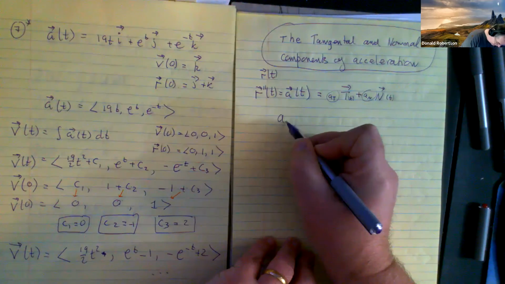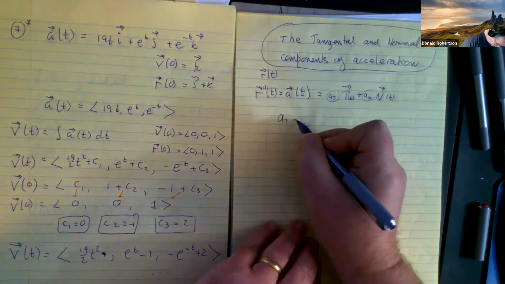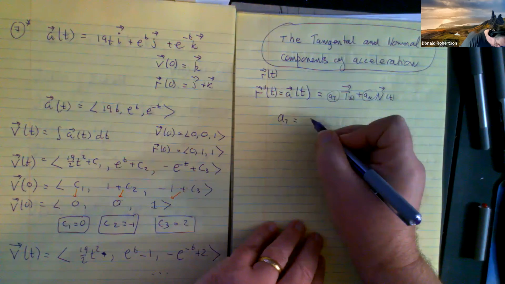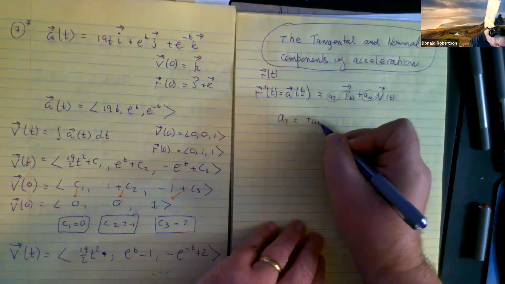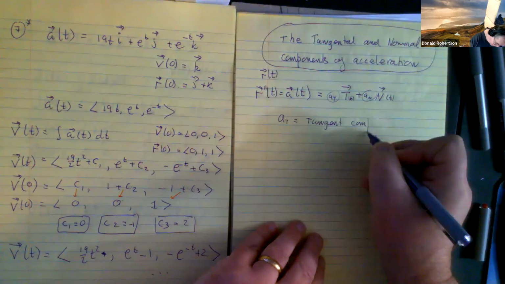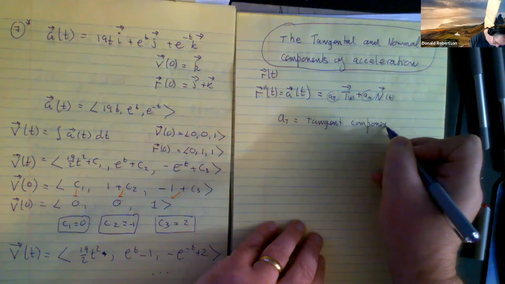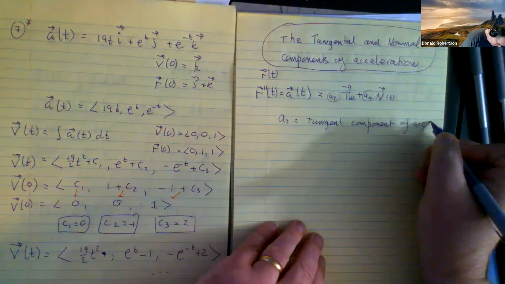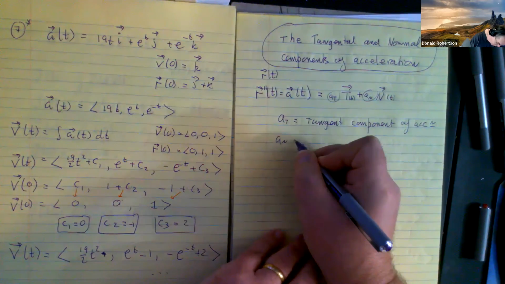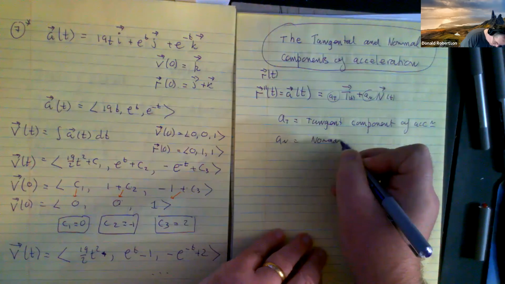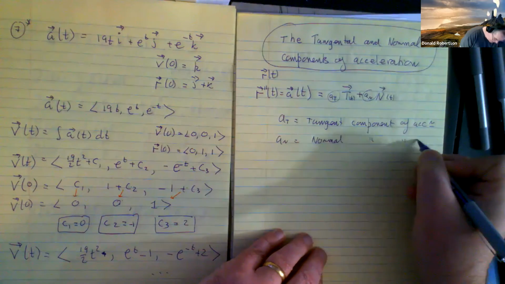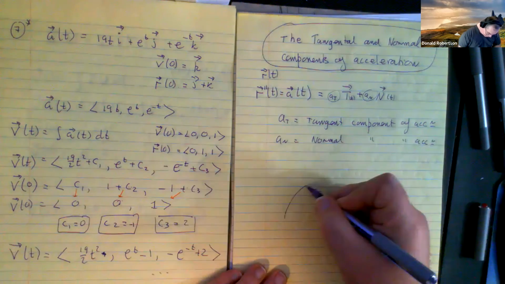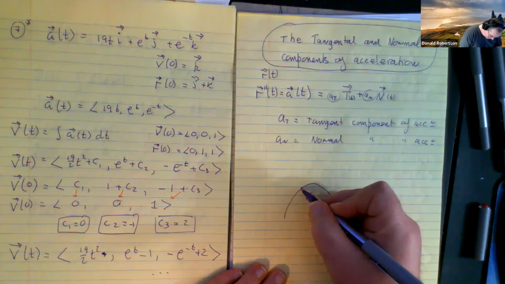And a little t, its name is the tangential component of acceleration, and a little n is called the normal component of acceleration.